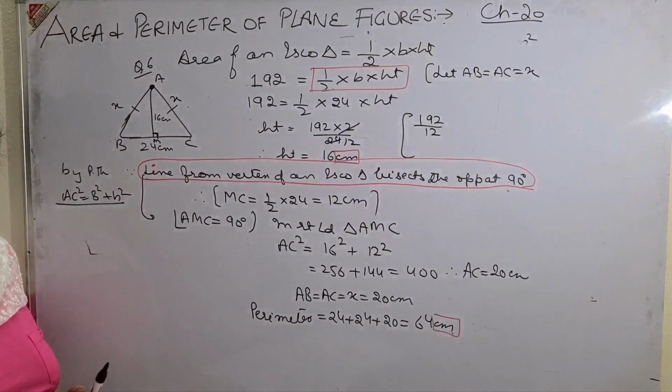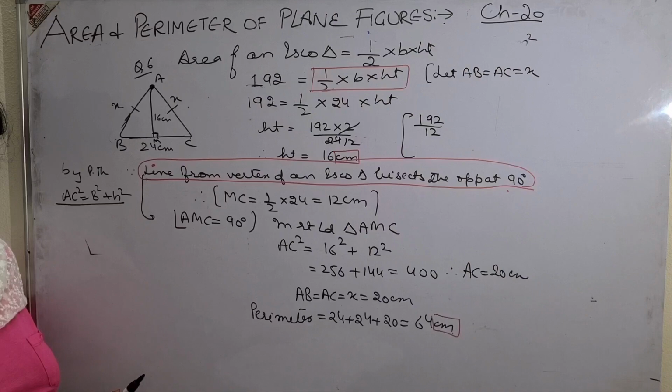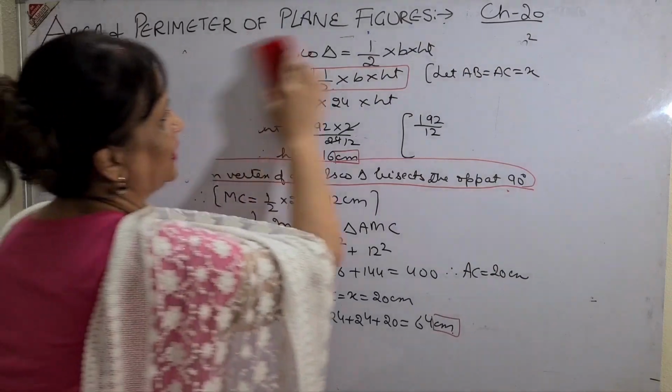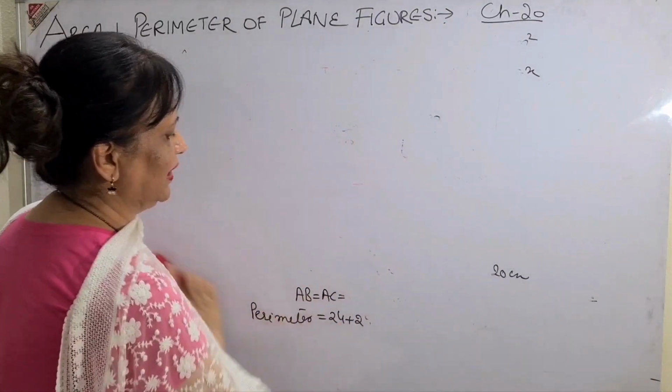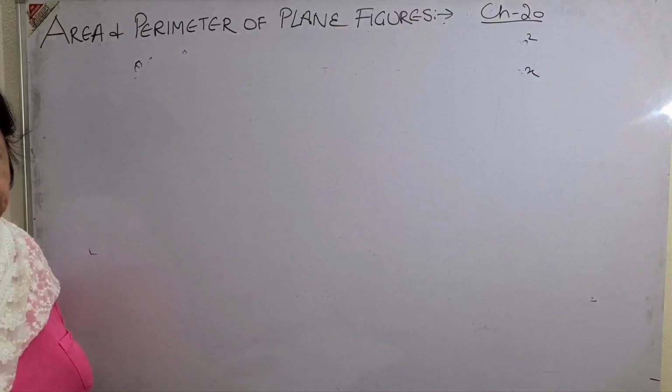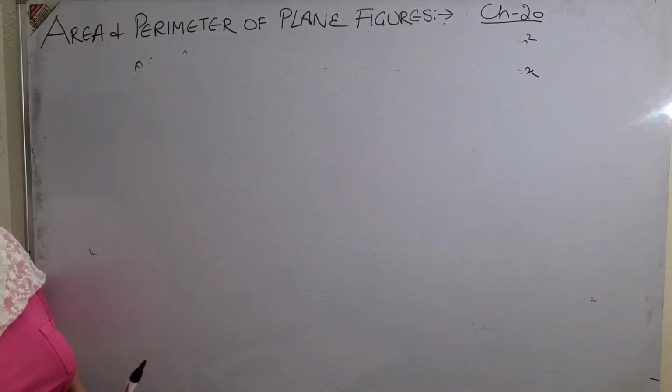Then coming to question number 7, I would love to do this sum also. It is very easy, but I just want to discuss it with you. So question number 7, all of you, on page 247. See, I have been given a figure.